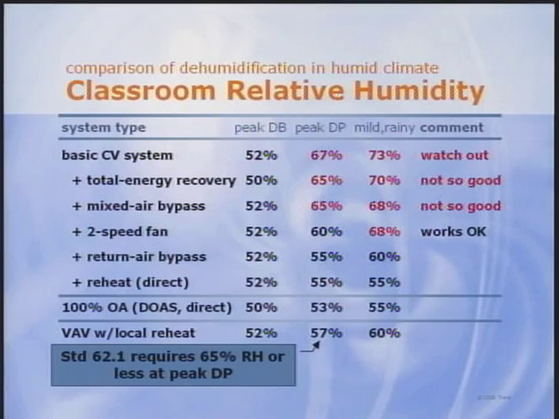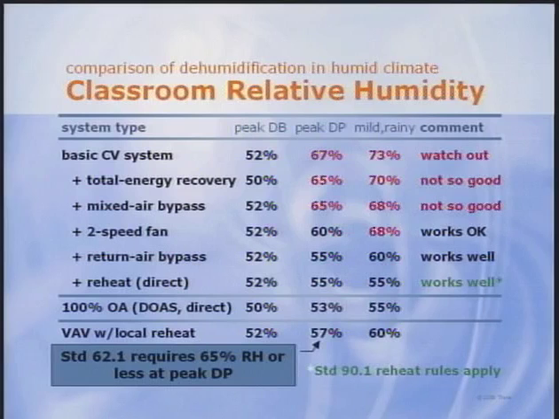Two-speed fans can meet ASHRAE 62 in this example, and return air bypass works well, and it uses no direct humidity control, so standard 90.1 rules don't apply. Supply air reheat with direct humidistatic control works well too, but here standard 90.1 rules do apply, so be careful.